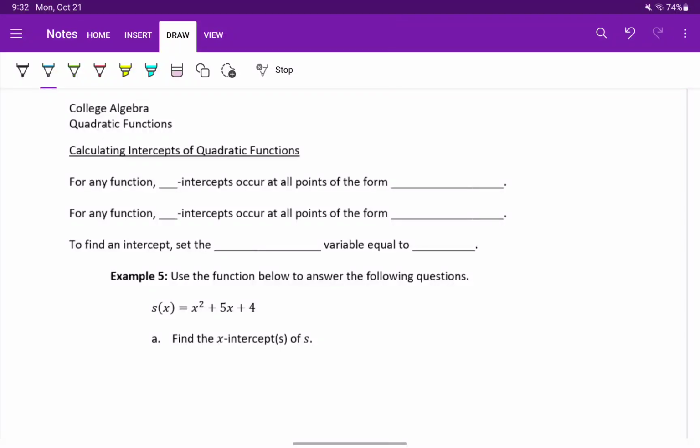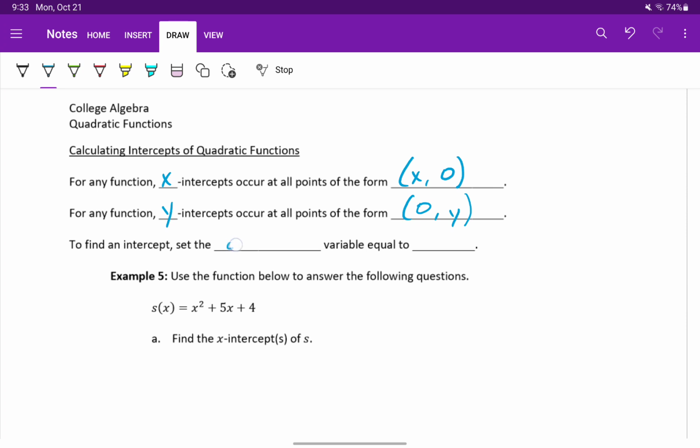We can also look at calculating the intercepts of quadratic functions. For any function, the x-intercepts will occur at all points of the form (x, 0), meaning we have some non-zero coordinate for x, and our y value is equal to 0. Similarly, our y-intercepts will all be of the form (0, y), meaning our x value is 0, and then we have some non-zero value for y.